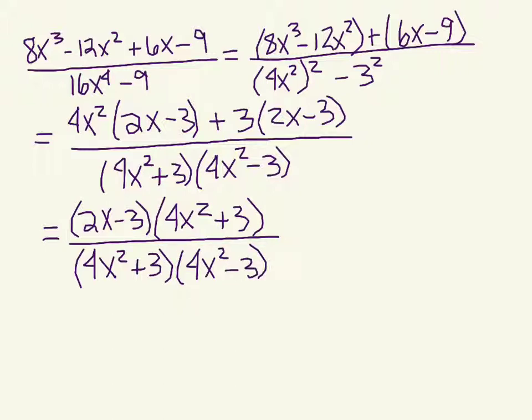And now I see that I can cancel the 4x squared plus 3 and the 4x squared plus 3, leaving my final answer as 2x minus 3 over 4x squared minus 3.